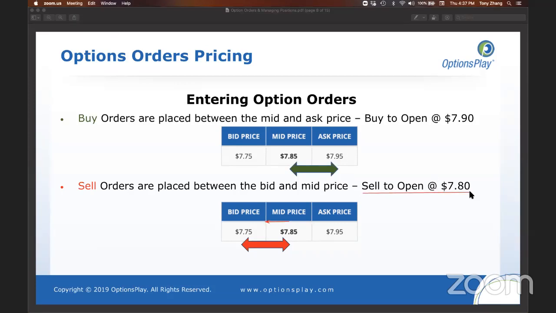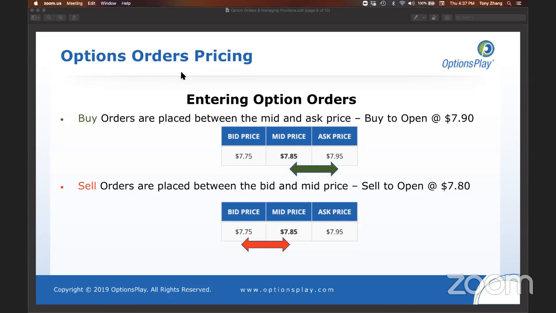So I always start about 5 to 10 cents away from the midpoint, depending on whether you're buying or selling. You either add to the midpoint or subtract from the midpoint. So the rule of thumb here is to remember that if you're buying, you want to add to that midpoint price. If you're selling, you want to subtract from that midpoint price. Those are the mechanics for entering an order.